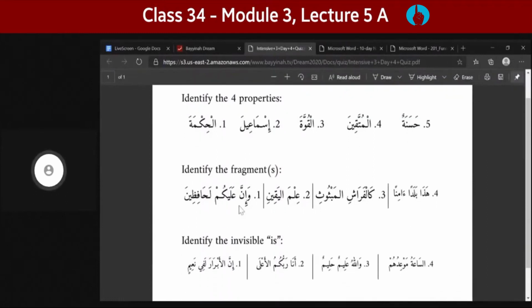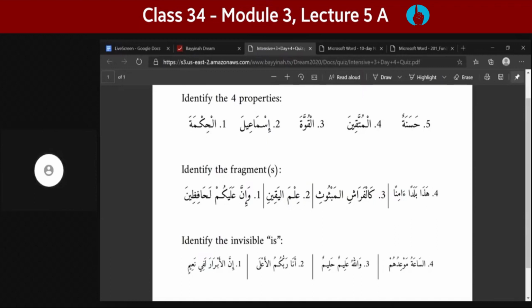Fragment one, wa inna alaykum. This is a sentence, but look at the instructions. The instructions say identify the fragments. You can have a sentence. A sentence is going to be made of fragments, right? Every time I talk, even though I'm talking in sentences, I'm using fragments.